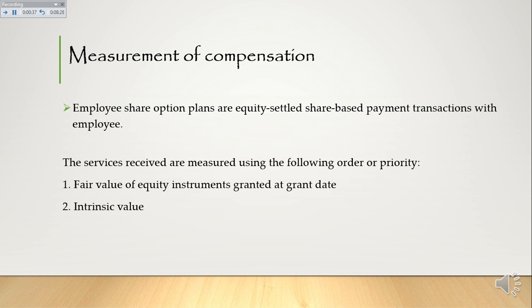Intrinsic value, gagamitin mo lang to pag hindi available yung value ng share options. So, if the fair value of the options is not available, that is the time that you can use the intrinsic value.